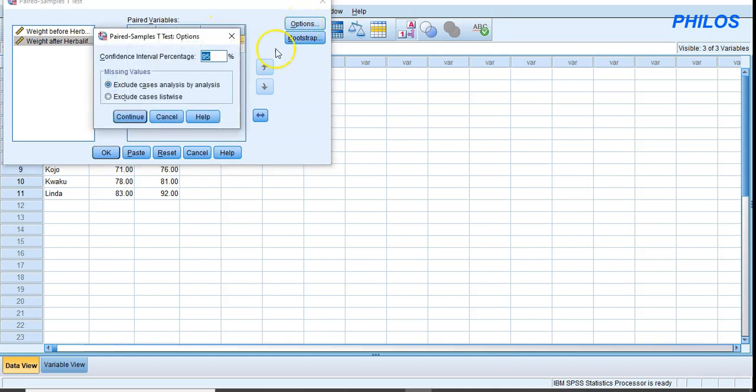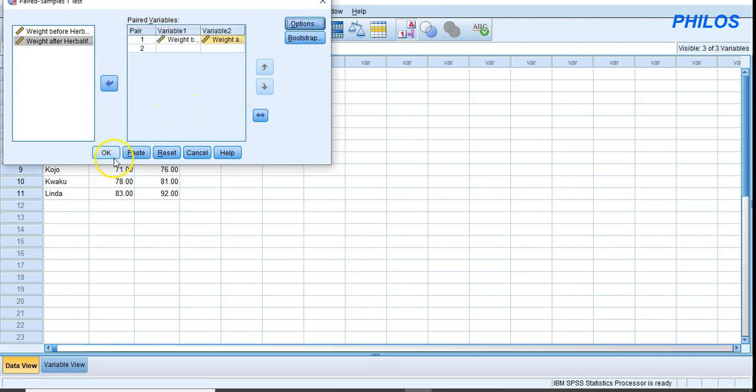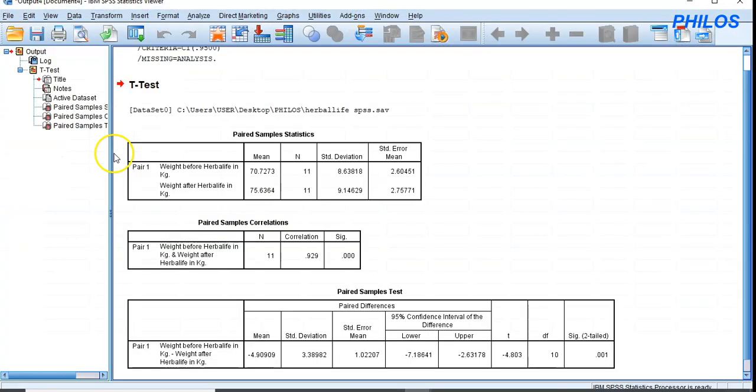You click on Options to check if the confidence interval percentage is actually what you want to use. The default one is 95% and we are using 95% confidence. And that means 5% level of significance, that is 100 minus 95. If you are using 99% confidence, that is 1% level of significance. So since we are using 95, we just click on Continue. Then after that, we click on OK. Then instantly SPSS will bring out the output.